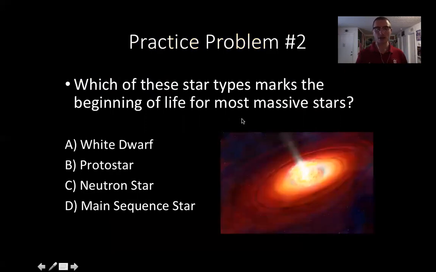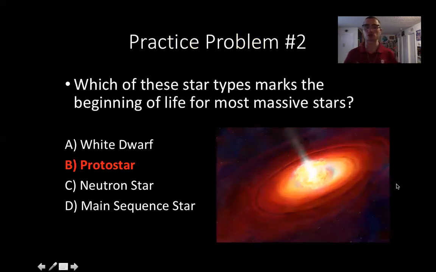So our last activity of the day, guys, which of these star types marks the beginning of life for most massive stars? What is the baby star? Should be a piece of cake, should be pretty easy, you guys just heard about it. Is it A, a white dwarf, B, a protostar, C, a neutron star, or D, a main sequence star? Think about it. Correct answer is going to be B, protostar. That concludes our lesson for today, guys.